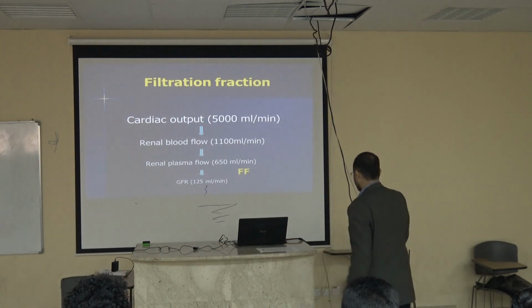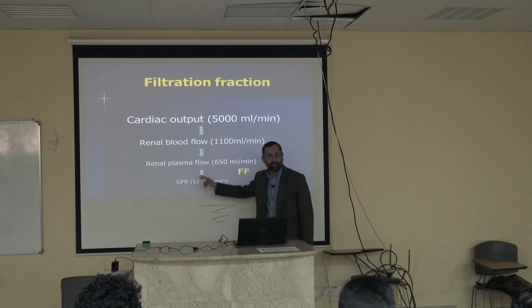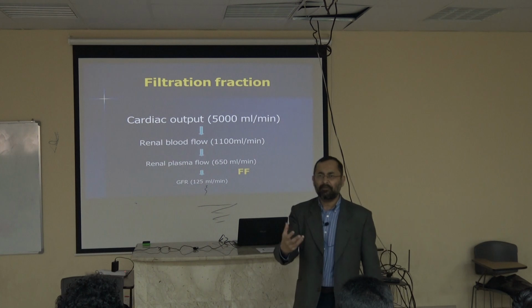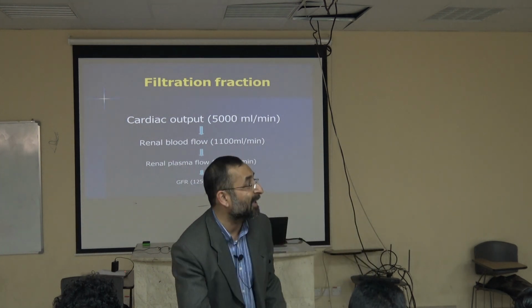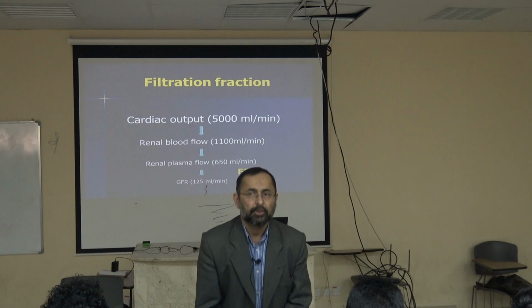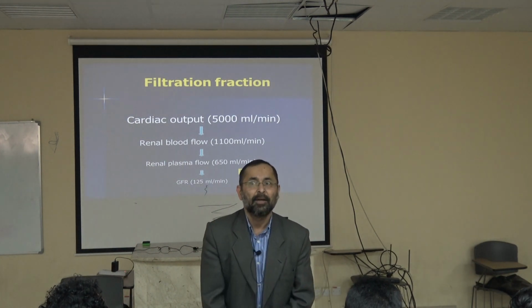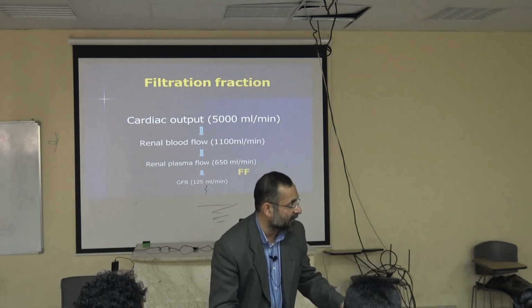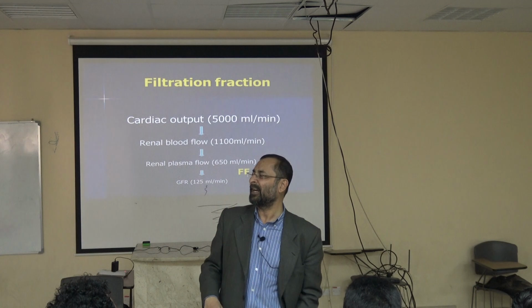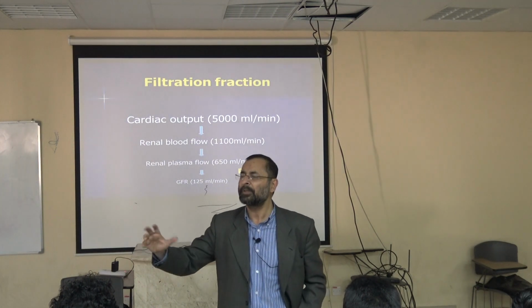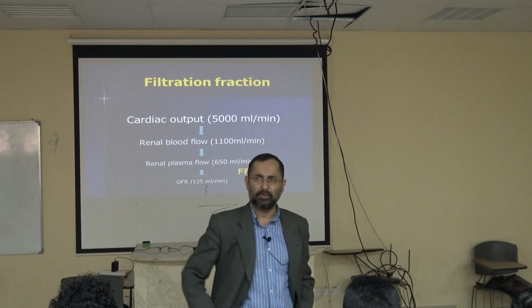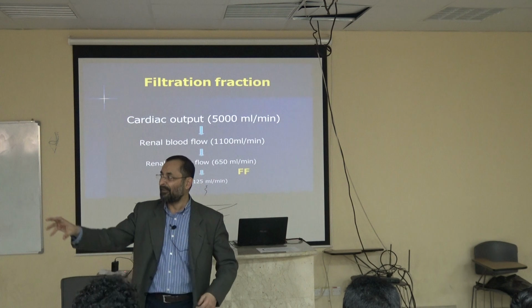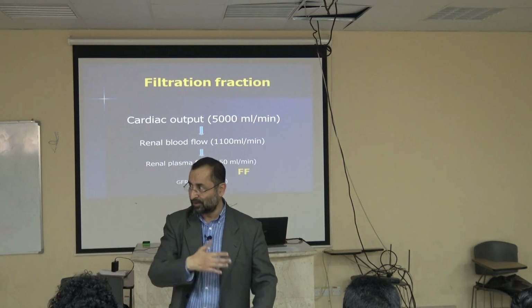Out of the plasma which is coming, how much volume of the plasma is filtered? What do you think? Out of that 650, how much is filtered? 125. So 125 out of 650 is filtered. If you are saying 125 out of 650, approximately what percentage are you talking about? About 20%. So all the time your GFR is 20% of the plasma which is coming into the kidneys.